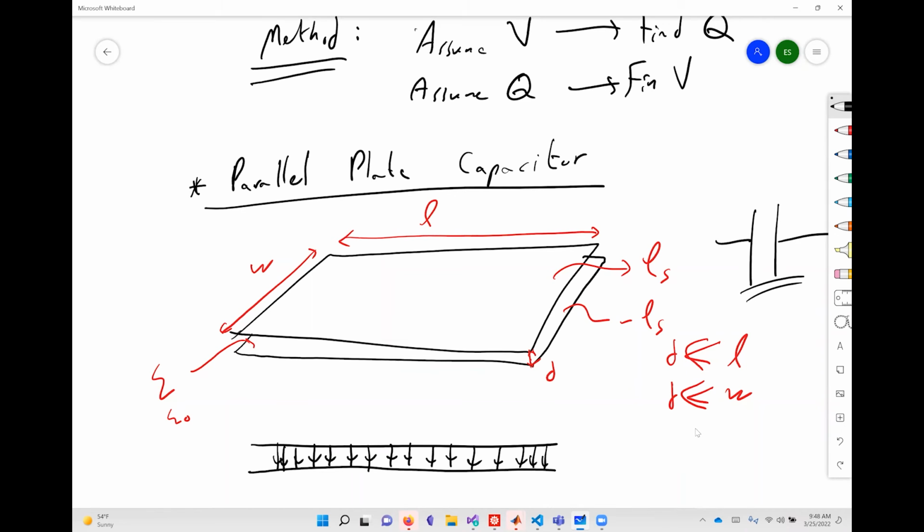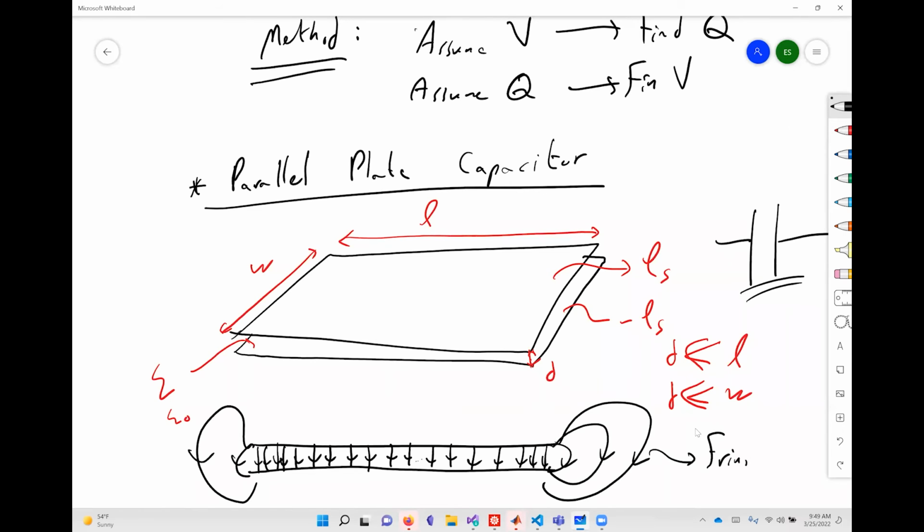In reality, what will happen is that the field in the middle is going to be uniform, because in the middle, the infinite plane approximation holds, since you're away from the edges. As you get close to the side, the field is going to bulge like this, and this happens in practice. This sort of bulging on the sides is called fringing.